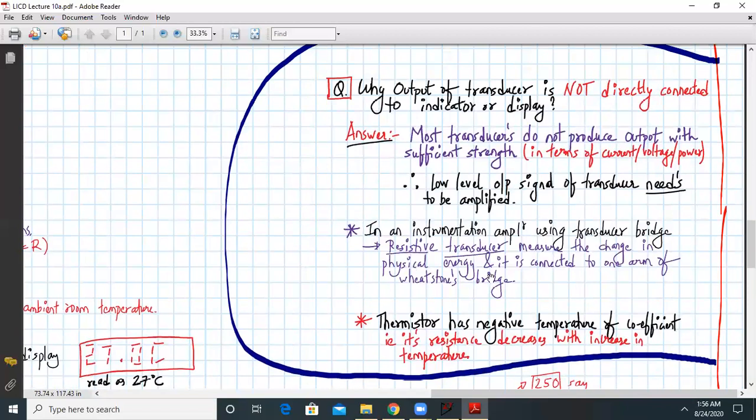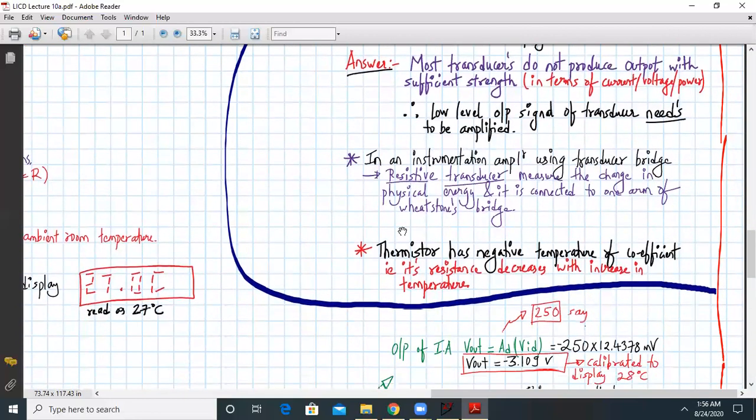And in an instrumentation amplifier using a transducer bridge, the resistive transducers measure the change in the physical energy, and it is connected to one arm of the Wheatstone bridge. So here we have this resistive transducer, which is measuring the change in the physical energy, that is the temperature. And the thermistor, as I've already said before, has a negative temperature coefficient. That means its resistance decreases with increasing temperature.